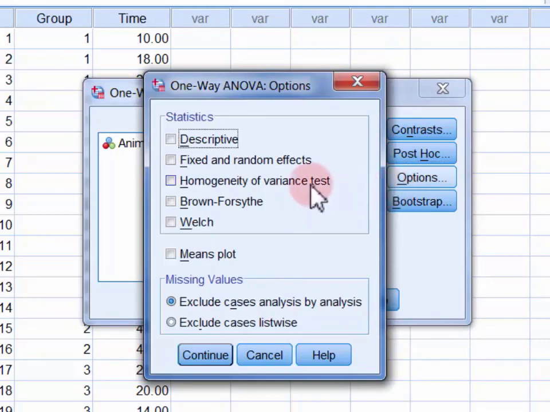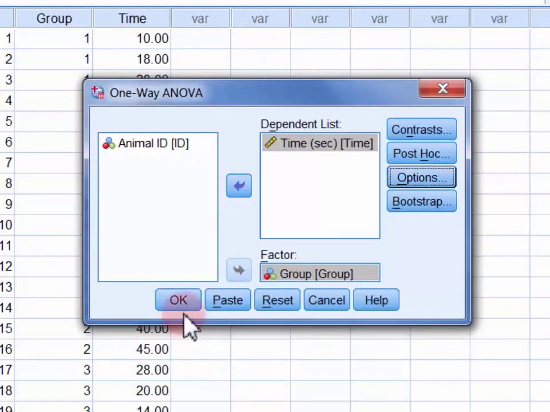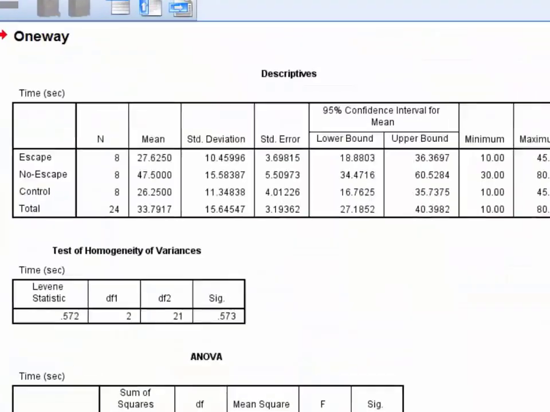In Options, select Descriptives, Homogeneity of Variance Test, and Welch. We'll only interpret the Welch test if homogeneity of variances cannot be assumed. Also select Means Plot, which will be useful for interpretation. Click Continue and click OK.